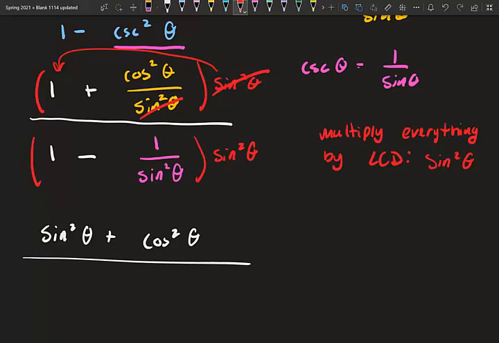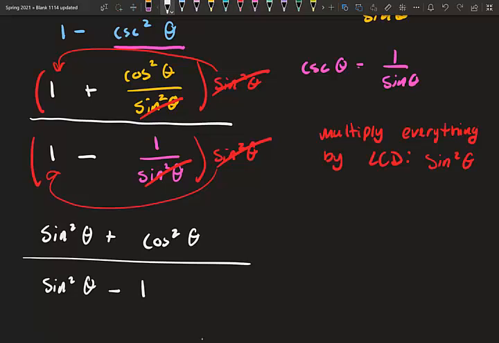And that's over, we distribute again. So sine squared theta minus, and here these two cancel, so just minus 1. So here, this is what we're left with.